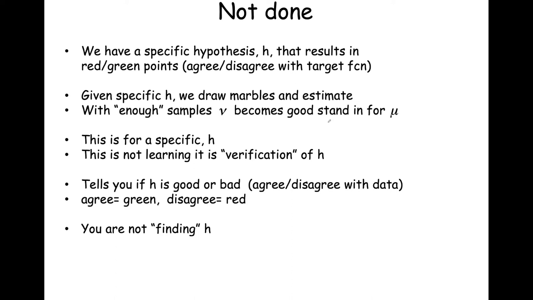Now, this idea of looking at the coincidence between a hypothesis, a single one, and our unknown target function, this is not learning. This is a verification of that particular h. It's called verification because it says, aha, it agreed well with the unknown target function. This tells you if this h is good or bad, if it agrees or disagrees with the unknown target function on the data, where agreement means green and disagreement with the unknown target function means red.